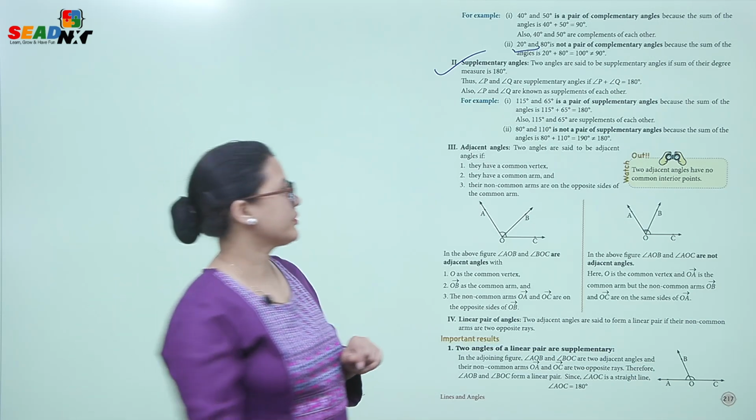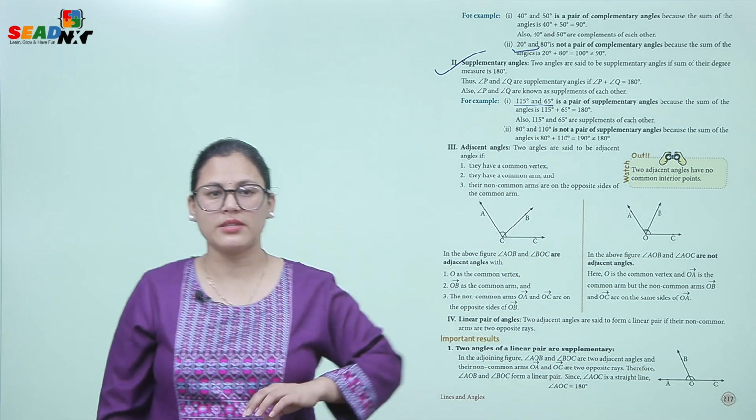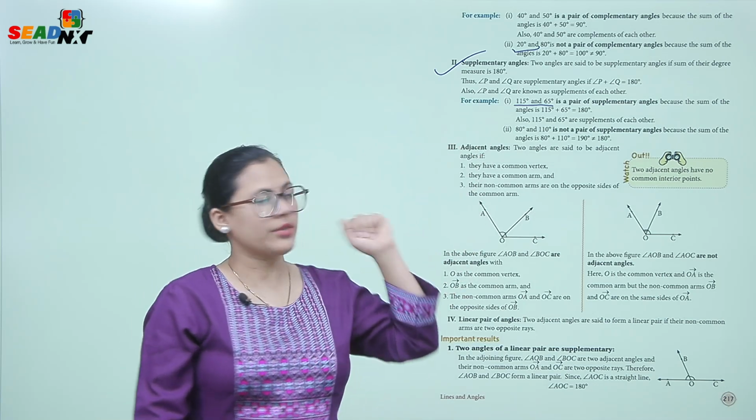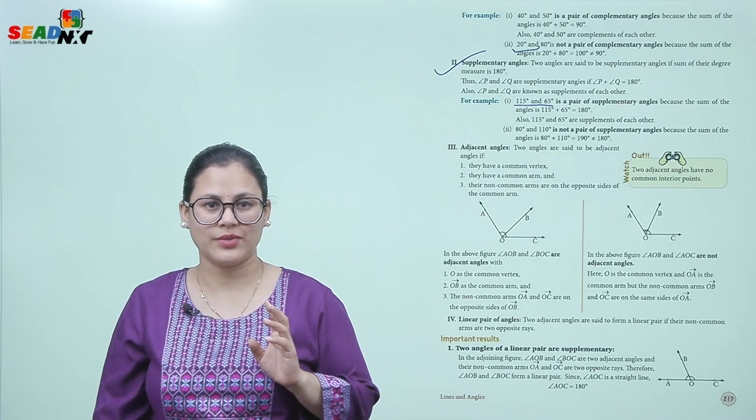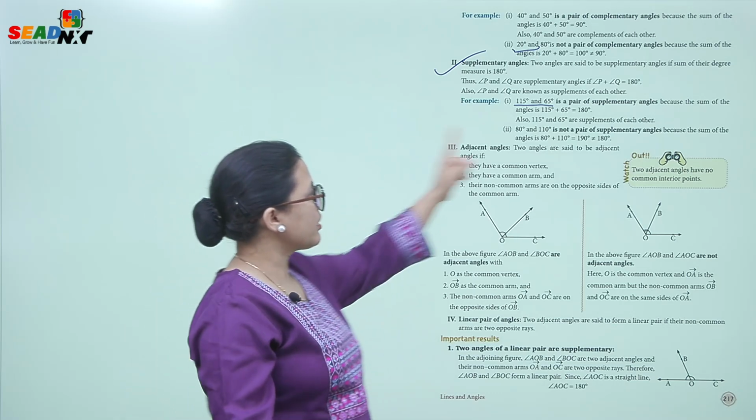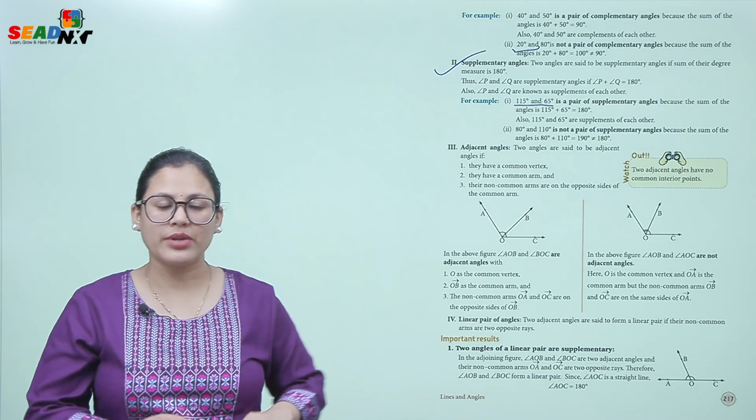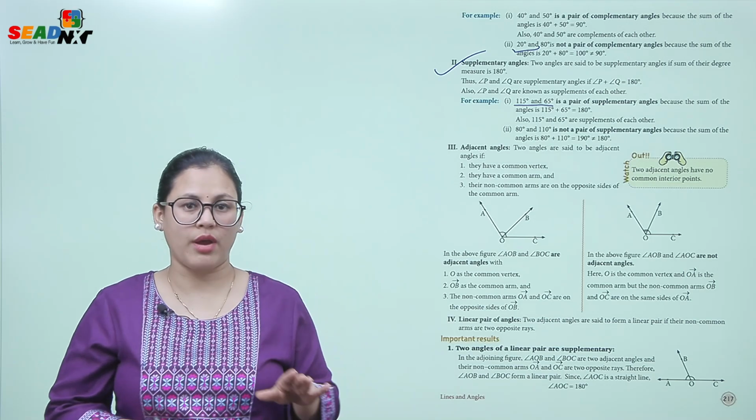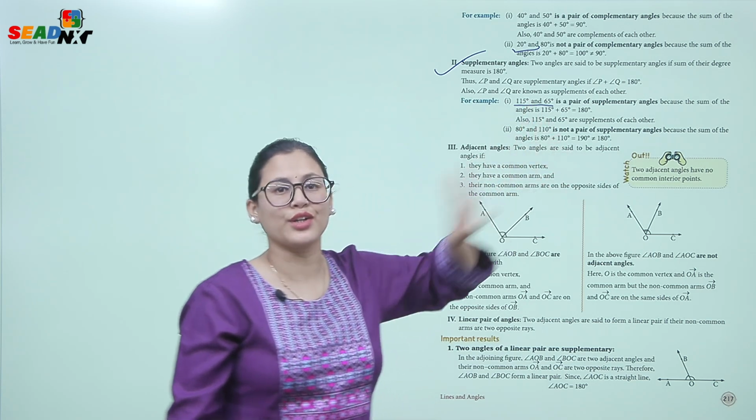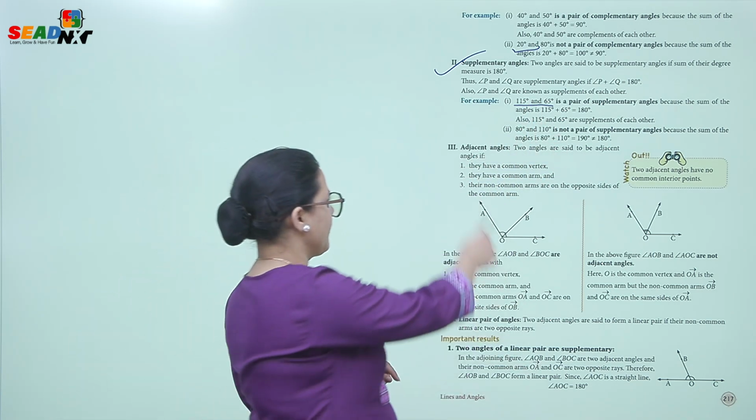For example, see, these two form a pair of supplementary angles because sum of the angles is 180 degree. If you add 115 degree and 65 degree, the sum is 180 degree. So, these are the supplementary angles. And also, 115 degree and 65 degree are supplements of each other. Number 2, 80 degree and 110 degree is not a pair of supplementary angles because their sum is 190 degree, not 180 degree. Okay. Number 3 is adjacent angles.